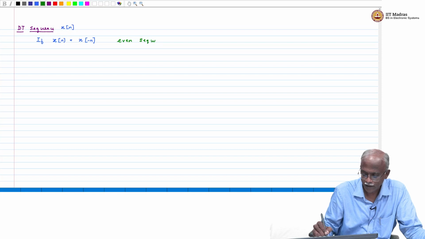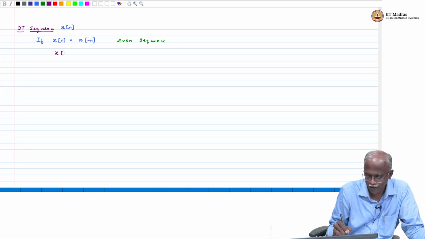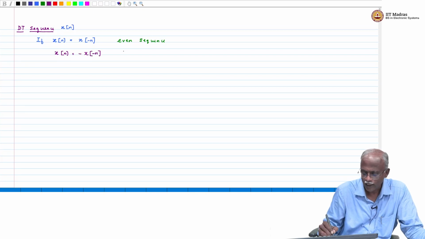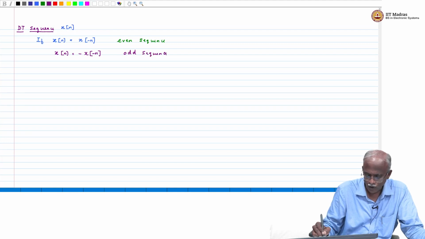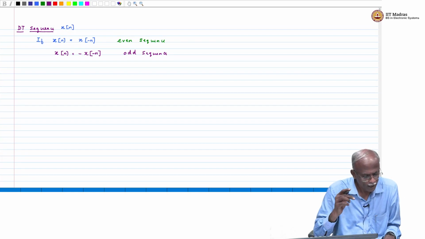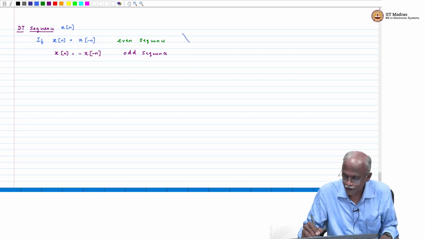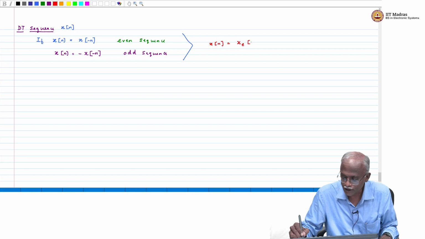There is symmetry in the sequence. Now, by the same token, if x of n has symmetry, but with a negative sign, this is called an odd sequence. Okay, a sequence with a negative sign. So, even and odd sequences are very, very important for us. The reason they are important is because any sequence x of n can be written as a sum of two sequences: an even part and an odd part.